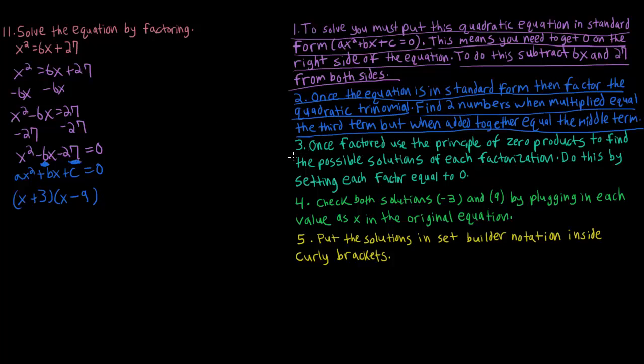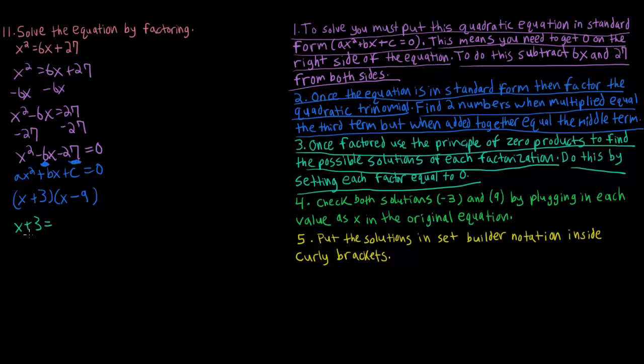And then step 3, once factored, use the principle of zero products to find the possible solutions of each factorization. Do this by setting each factor equal to 0. So x plus 3 equals 0, and then you want to set the other factor, x minus 9, equal to 0 as well, and then just solve for x. So x equals -3, and x equals 9.